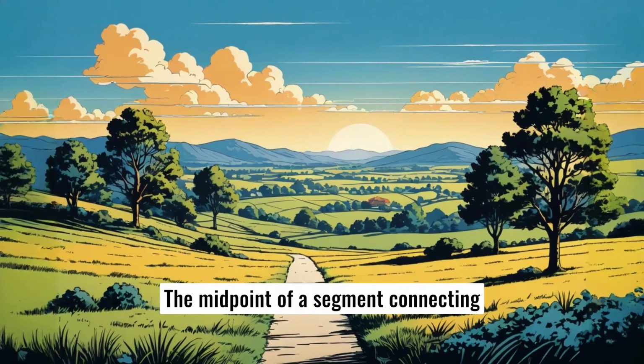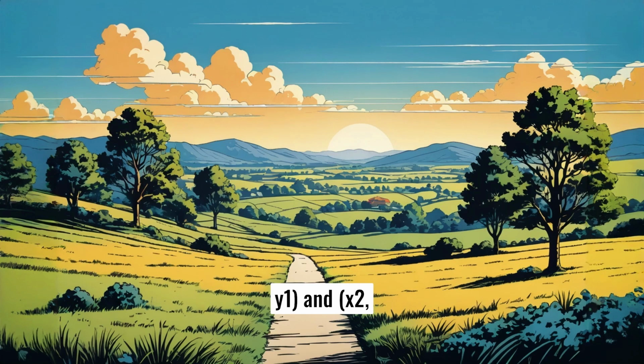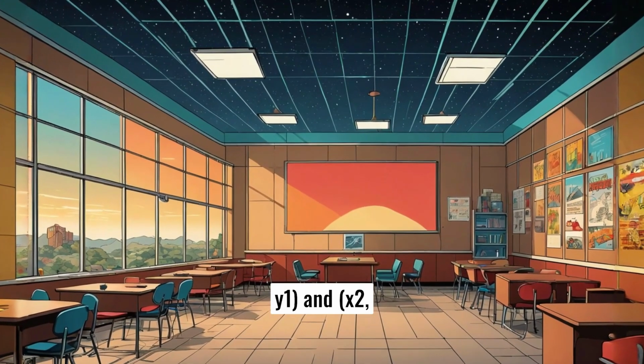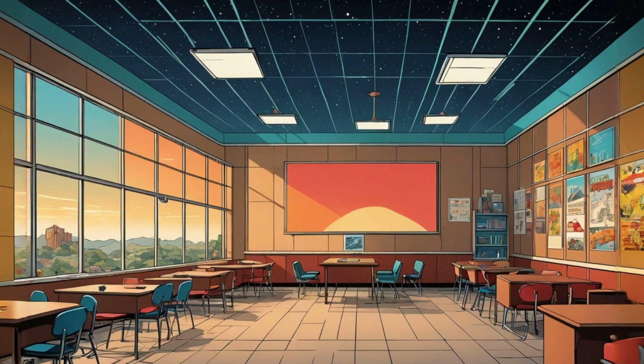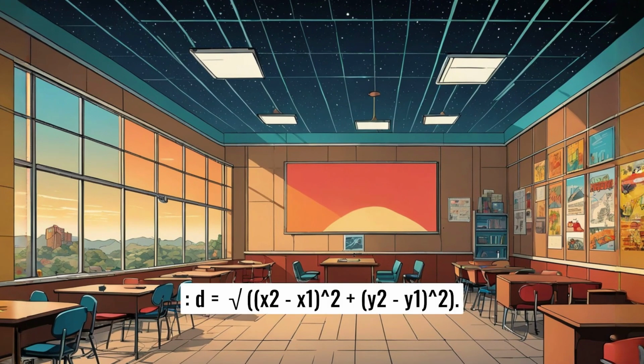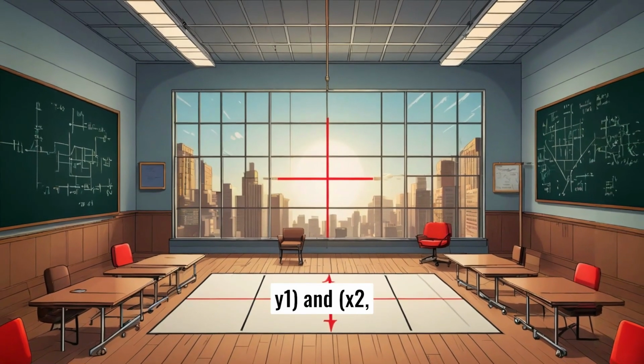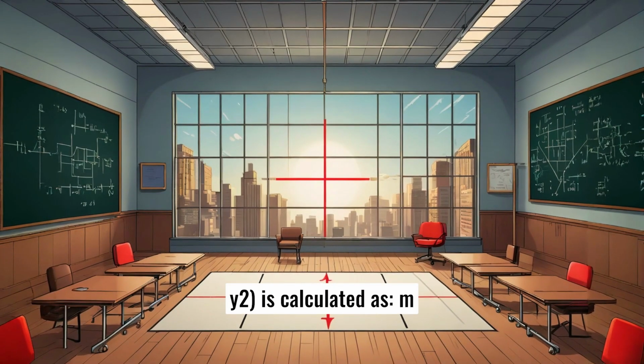The midpoint of a segment connecting 2 points, (x1, y1) and (x2, y2), is found using the formula midpoint equals ((x1 + x2)/2, (y1 + y2)/2). The distance between 2 points, (x1, y1) and (x2, y2), is given by the distance formula, d equals square root of ((x2 - x1)^2 + (y2 - y1)^2). The slope of the line passing through 2 points, (x1, y1) and (x2, y2), is calculated as m equals (y2 - y1)/(x2 - x1).